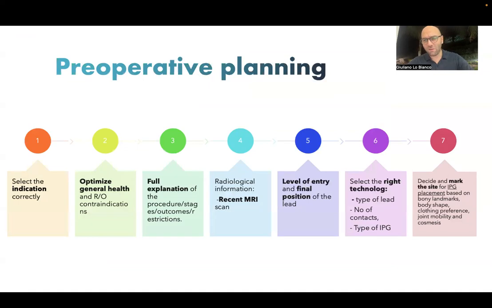So the preoperative planning is very important. First of all, select the indication correctly. So patient selection criteria is fundamental. And also optimize the general health and rule out the contraindication. A full explanation of the procedures, the stages, the outcomes, and also a recent MRI scan prior to perform surgery, and decide the level of entry and the final position of the lead, and also select the right technology, for example, the type of lead, number of contacts, and the type of IPG. And before start surgery, decide and mark the site of IPG placement based on the bony landmarks or body shape.